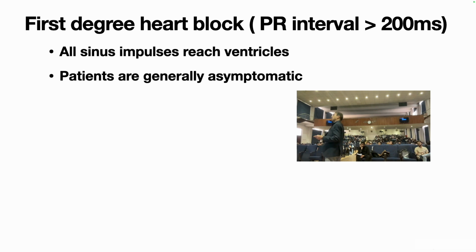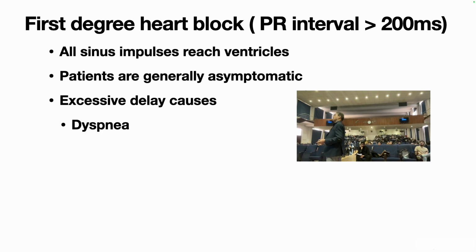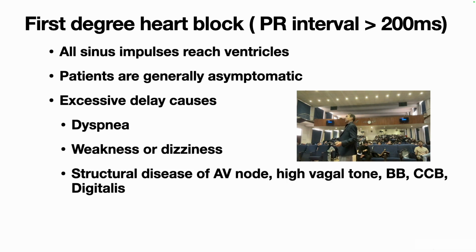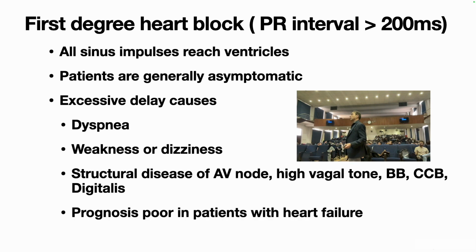Patients are generally asymptomatic. Excessive delay sometimes may cause the patient to feel dyspnea if the heart is compromised, if the LV is compromised. Weakness or dizziness may occur. Structural disease of the AV node, high vagal tone, beta blockers, calcium channel blockers, digitalis can all cause first degree heart block. Prognosis is poor in patients who have heart failure, otherwise it may not be a problem.